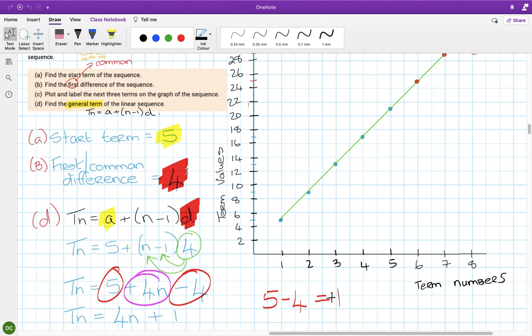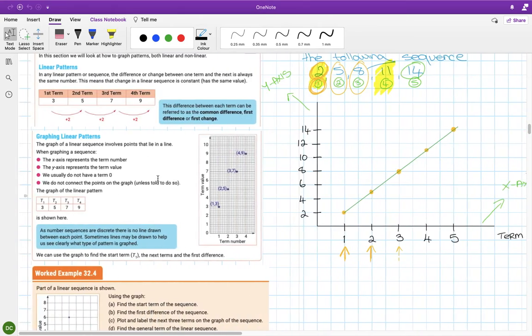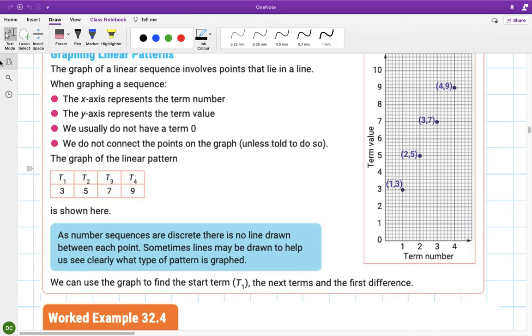Okay, so I'm combining the stuff that we were doing last week with the graphs that we are doing this week. All right? So your homework, I've actually made it a little bit easier.